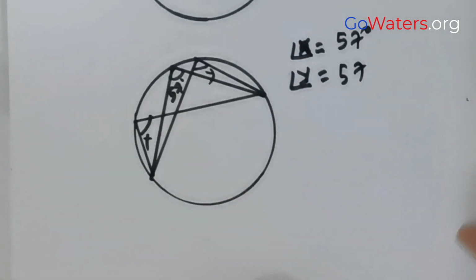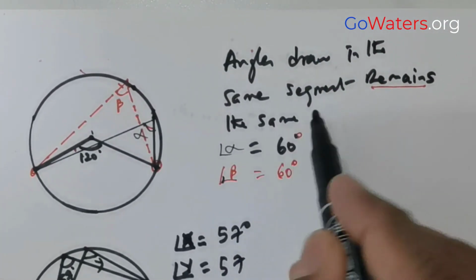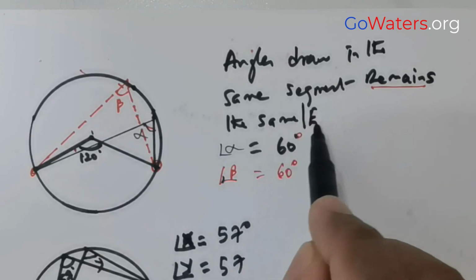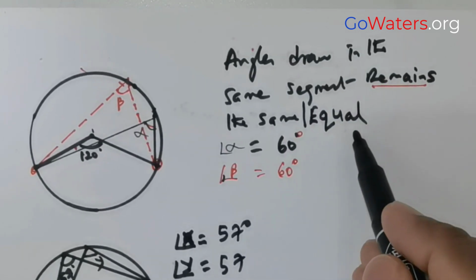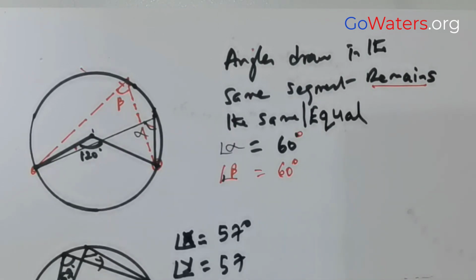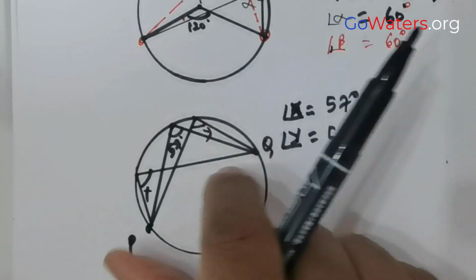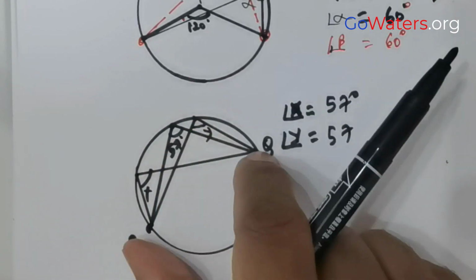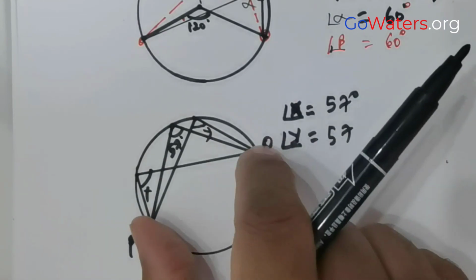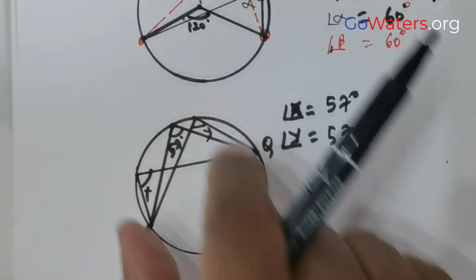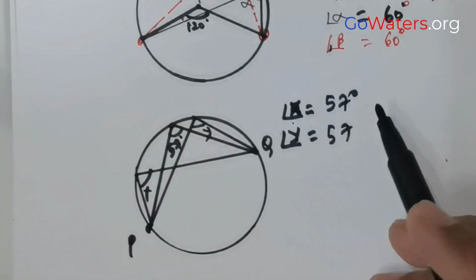Why? As I mentioned to you, angles drawn in the same segment remain same, or you can replace that word same as equal. Right, so if you're taking this point as P and this point as Q, all of these angles which you see here, they are on the same side of the central angles because the positions are not changing, the direction is not changing. So x will be 57, y will be 57.